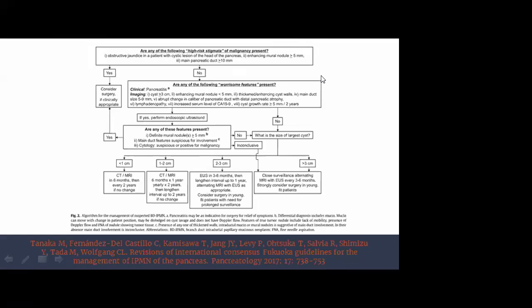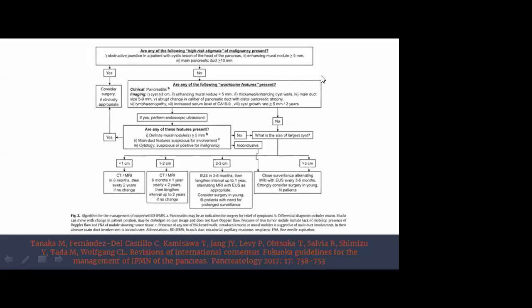If none of these high risk stigmata are present, then look for the worrisome features or clinical symptoms. If the patient is having clinical symptoms, like pancreatitis, then again it is an indication to evaluate further, especially with endoscopic ultrasound.